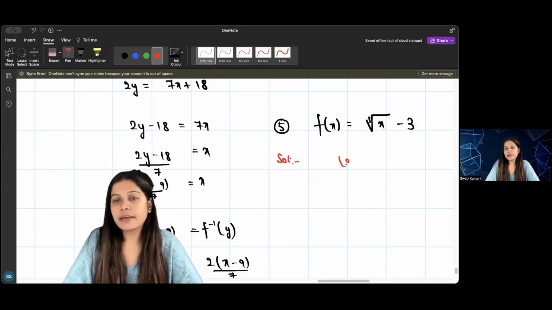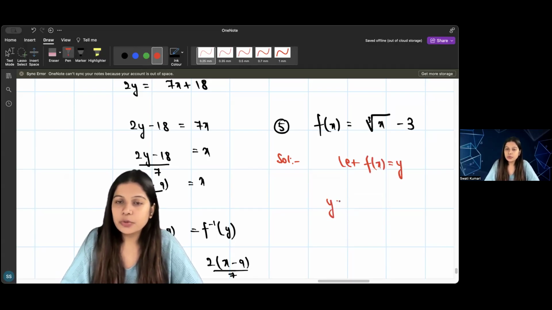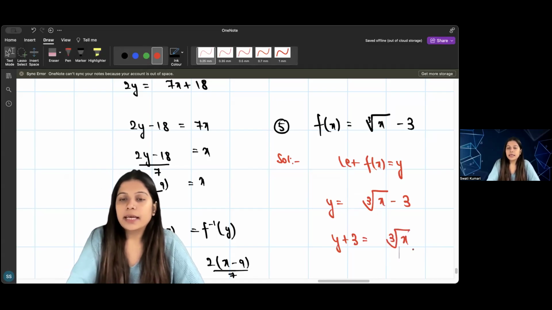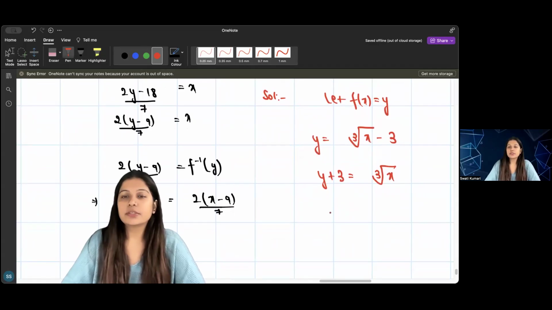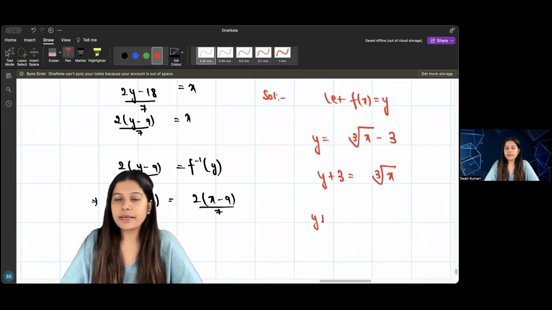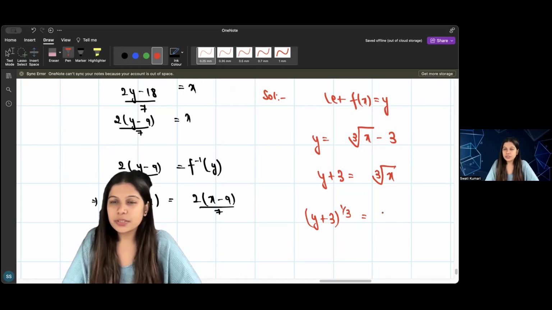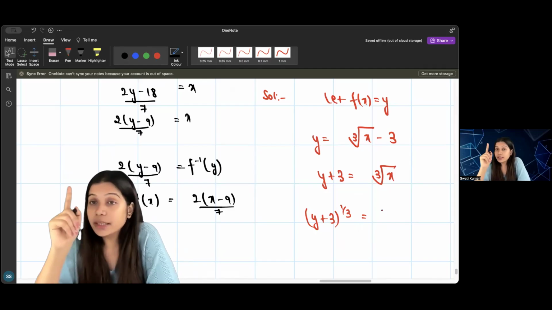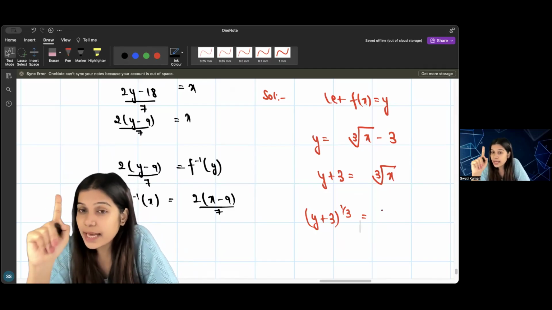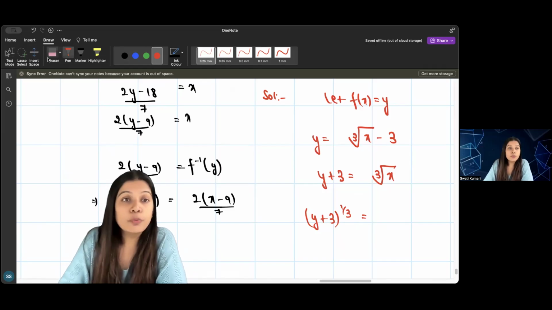So we are going to take f(x) equals y. So that is going to be y equals cubic root of x minus 3. From here, it will be y plus 3 equals the cubic root of x. And now if I take, of course, the cube root on both the sides, it will become y plus 3 to the power 1 by 3, and here cubic root and cube root will get cancelled. So this is going to be, I'm not taking the cubic root on both the sides. I did this time cube on both the sides.